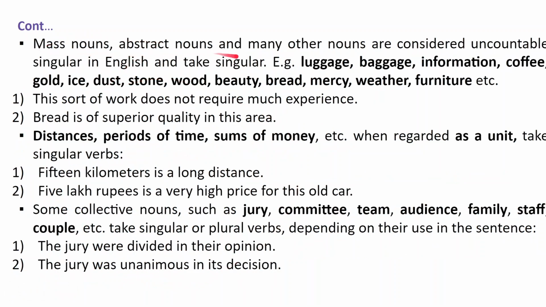Mass nouns, abstract nouns, and many other nouns are considered uncountable and singular in English, and take the singular form of the verb. For example, luggage, baggage, information, coffee, gold, ice, dust, stone, wood, beauty, bread, mercy, weather, furniture. So this sort of work does not require much experience. Bread is of superior quality in this area. So these kinds of nouns are uncountable and they always take a singular verb.